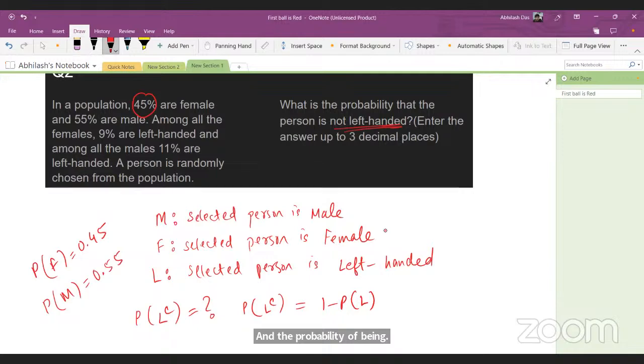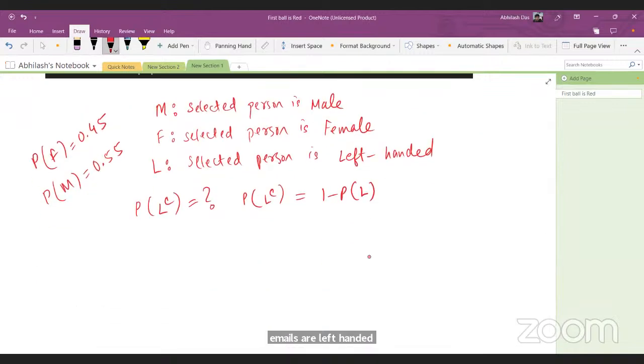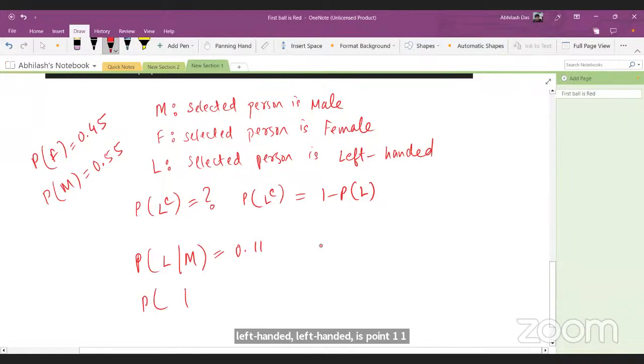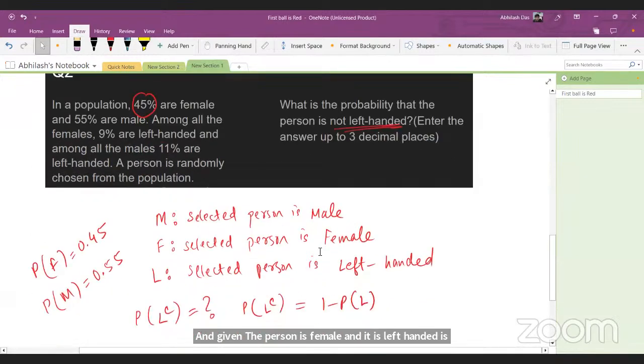Now it says 9% of females are left-handed, and 11% of males are left-handed. How can I write this as a mathematical expression? Can I write it like this? Given it is a male, the probability of being left-handed is 0.11, and given the person is female, the probability of being left-handed is 0.09. Can I write like this? See the question.